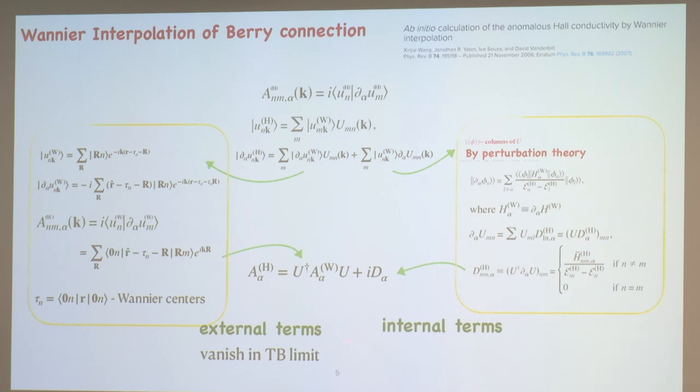Why do we call it the external term? Because in some approximation, it actually vanishes. So tau is the Wannier center. Consider that your Wannier functions are delta localized. Yeah, if they are delta localized, then the position matrix element will be non-zero only for R equals zero and only for n equals m, and it will be canceled by this, and finally the whole thing cancels.